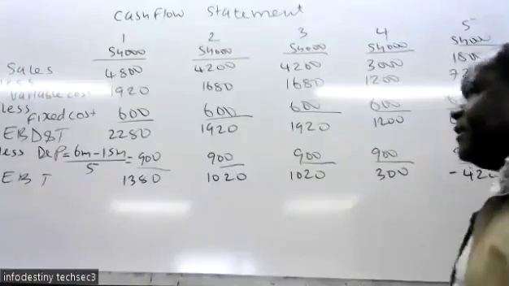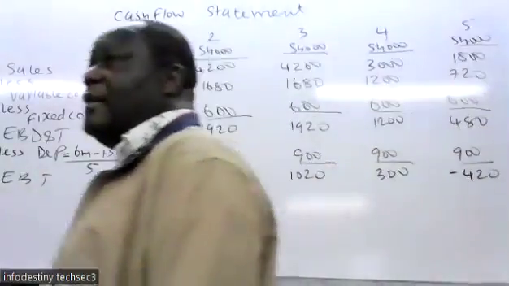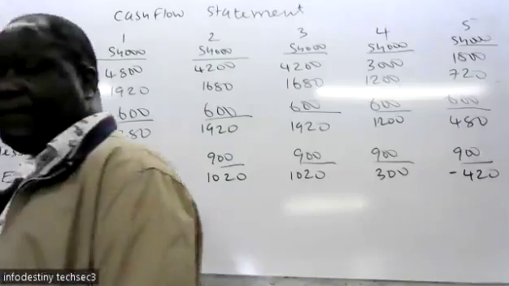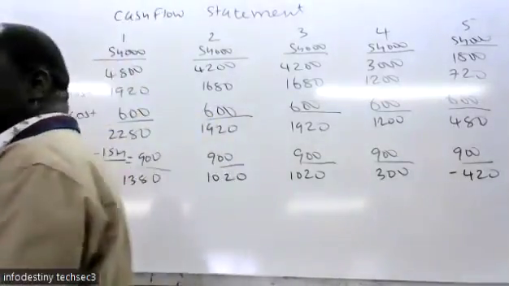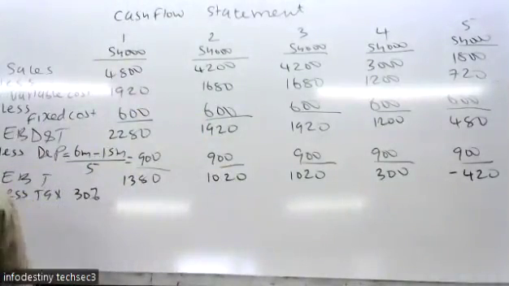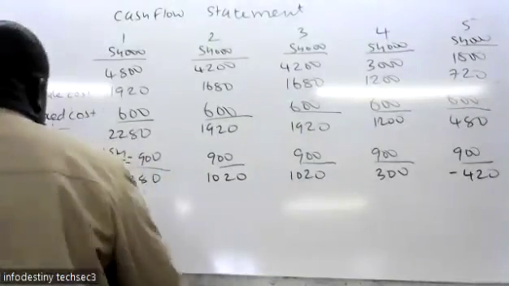So now we less the tax. Now less the tax. So the tax was 30%. So what is 30% of 1380? 414.